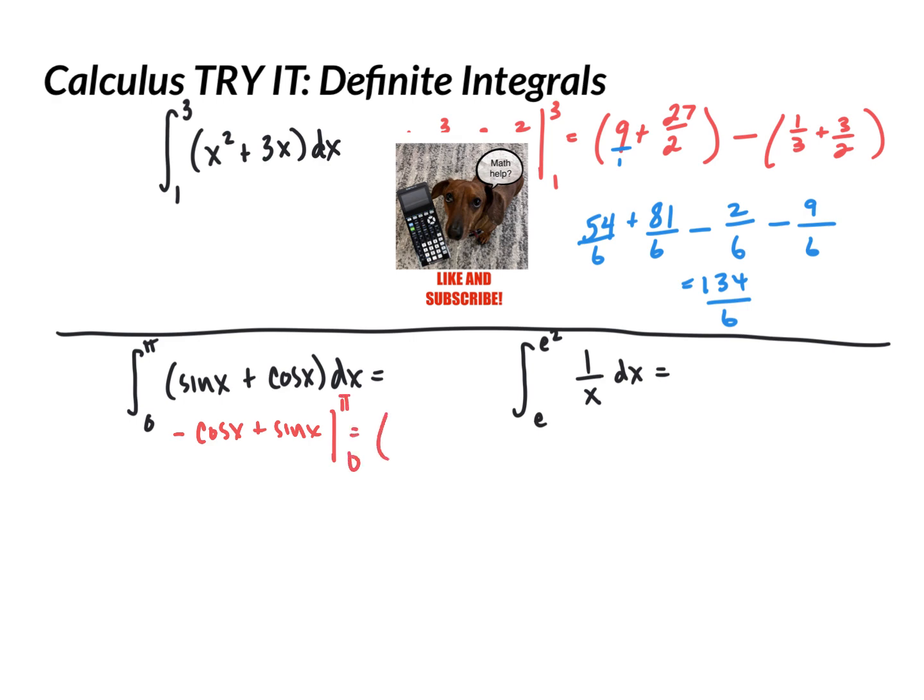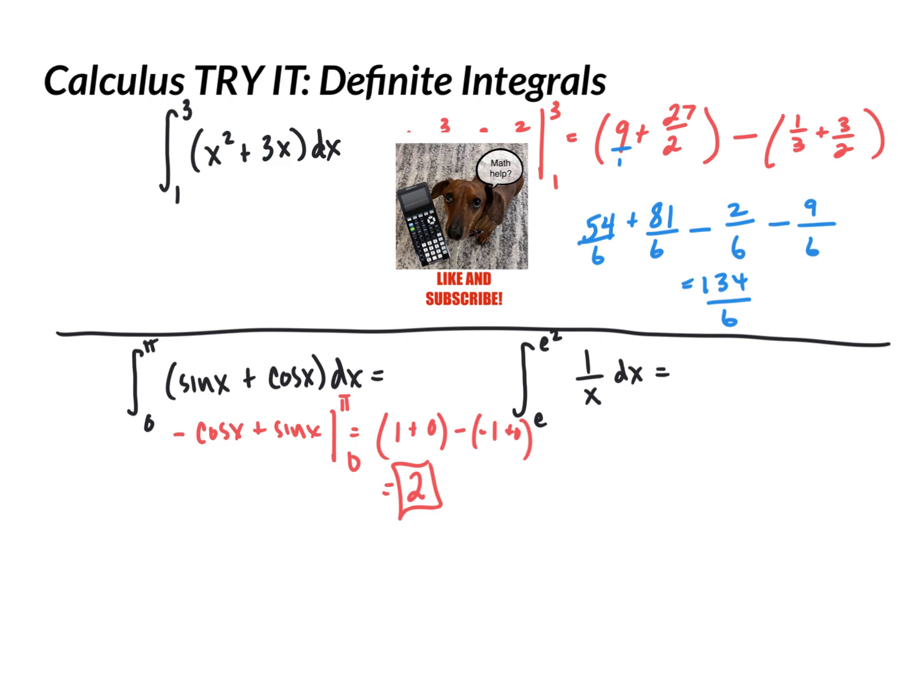Well, if I plug pi into cosine, I get -1, but I already have a negative in front, so 1. And then the sine of pi is 0. If I plug 0 into cosine, I get 1, but of course it's negative cosine, so -1. So I end up with 1 minus -1. The answer is 2.